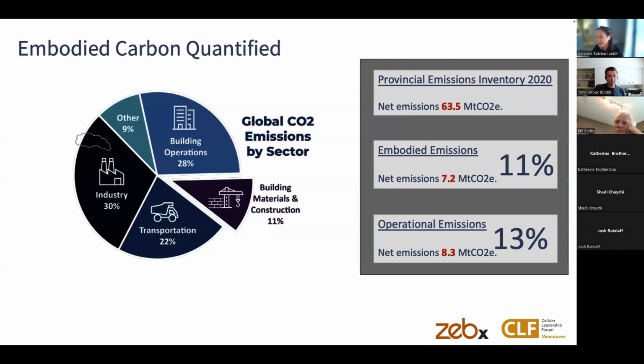But what is important to remember is that we are very far ahead in the operational world. We have done a lot to improve our understanding of our operational emissions, and we are retrofitting and improving the way we design buildings every single day. So operational emissions are trending downwards at a very fast pace. Embodied emissions, we haven't quite got there yet. So if we want to get to our 2030 and 2050 goals, we really have to start looking at embodied emissions.